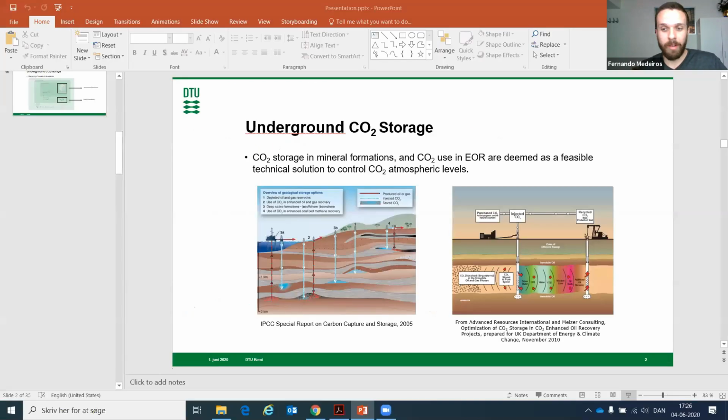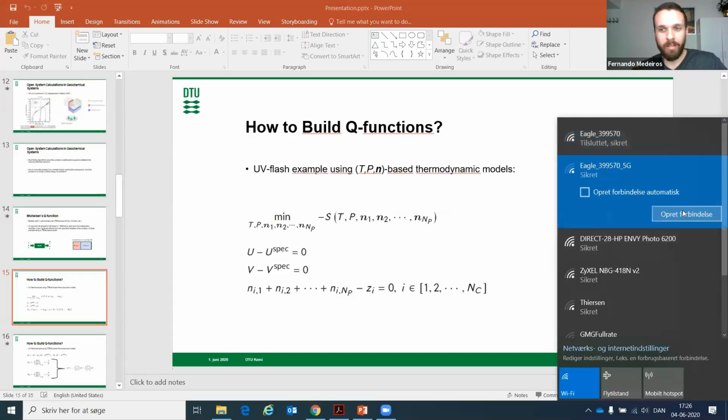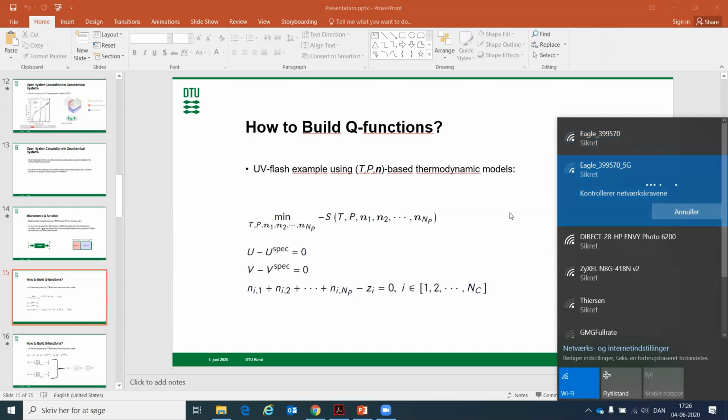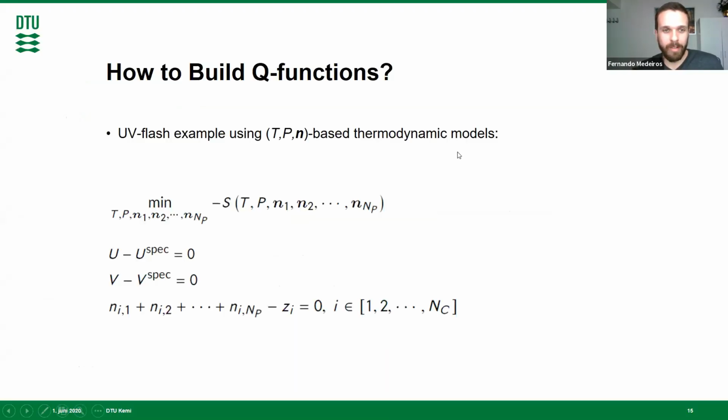Just a second, is there any problem with the internet connection? It cut a little bit, but it's nice, I think. Okay. But do you want me to go back, or is it okay? No, I think you can continue.